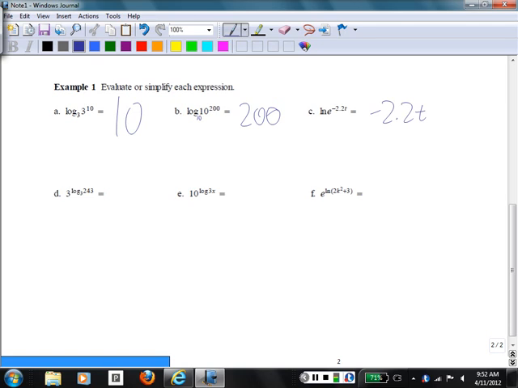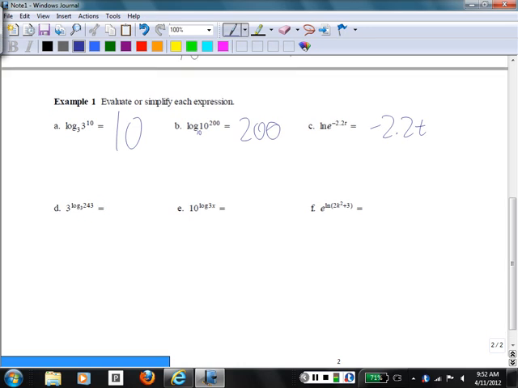Now I'm going to throw in an extra step with the d part here. Log base 3 of 243. We don't have to know what log base 3 of 243 is to know that the answer to this is going to be 243. But it's a nice power of 3. 243 is 3 times 3 is 9, times 3 is 27, times 3 is 81, and 81 times 3 is 243.